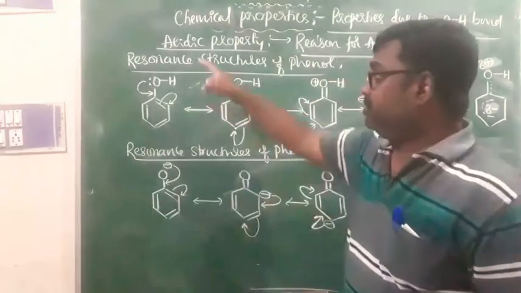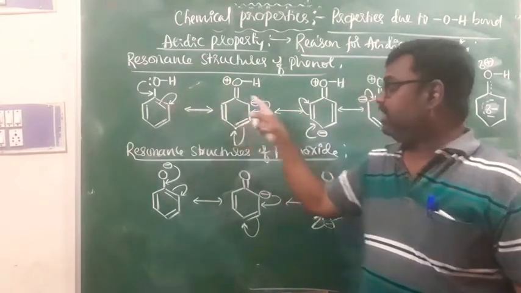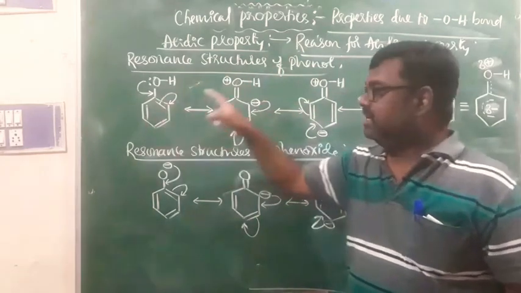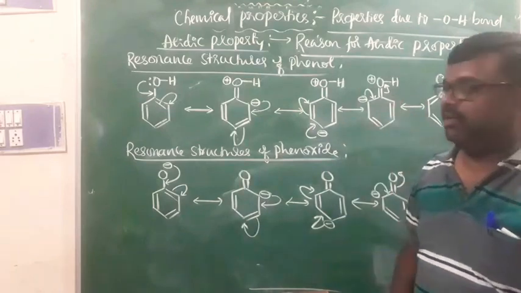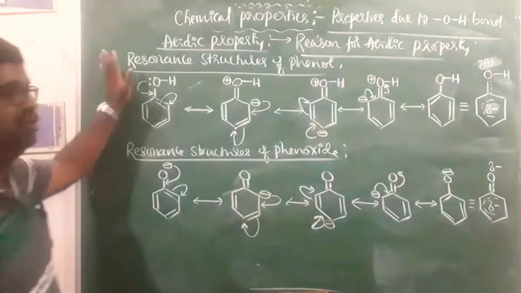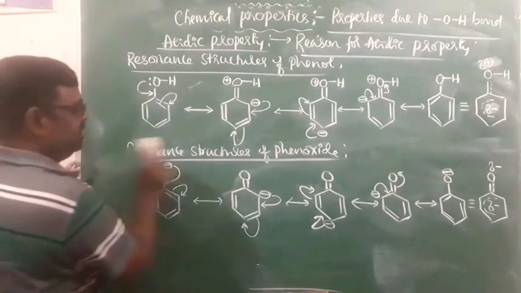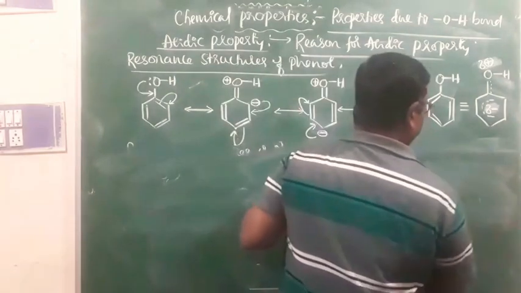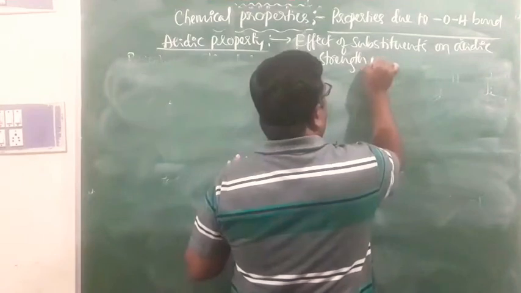When the OH group is attached to the benzene ring, it increases electron density at the ortho and para positions. So I will use this concept in electrophilic substitution reactions. Let's look at it now. This is what we call the resonance structures of phenol and phenoxide, and the explanation for the acidic nature of phenol.